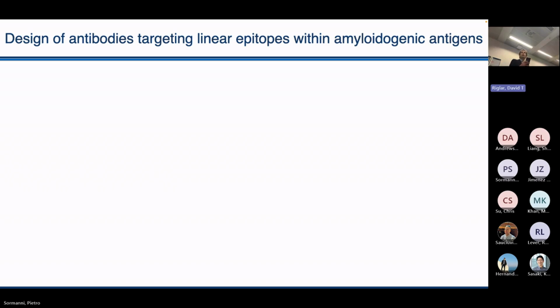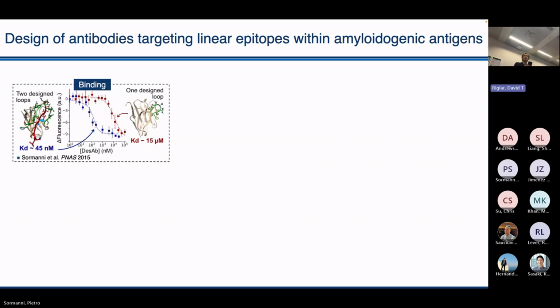So in one of my earliest contributions to the field, when I was still young and not an independent scientist, I worked on the design of antibodies targeting linear epitopes, so linear fragments within amyloidogenic antigens. Amyloidogenic antigens are proteins, typically human proteins, that are involved in so-called misfolding diseases. The most famous of these are Alzheimer's and Parkinson's, where the protein aggregates into long amyloid.